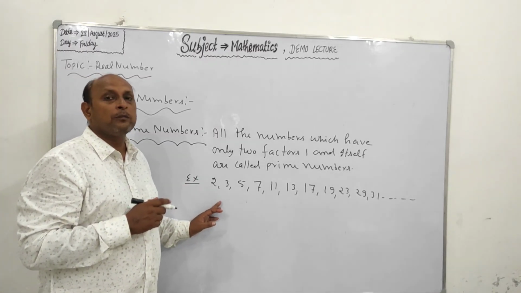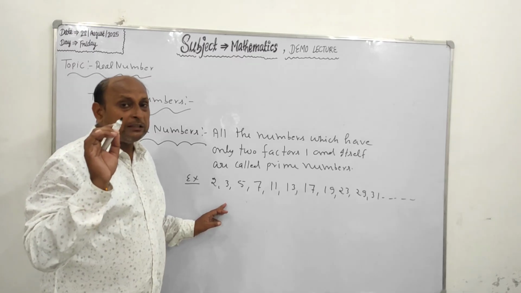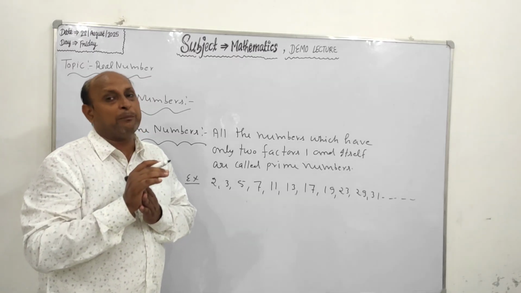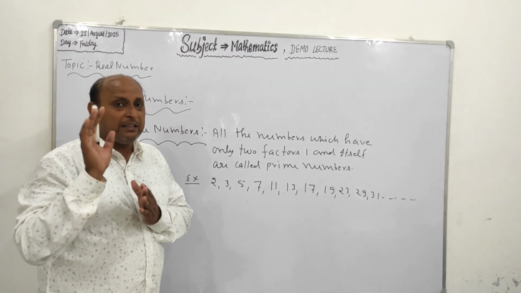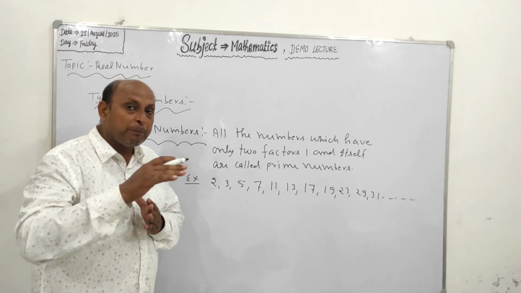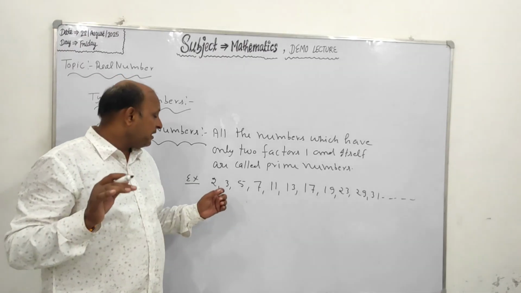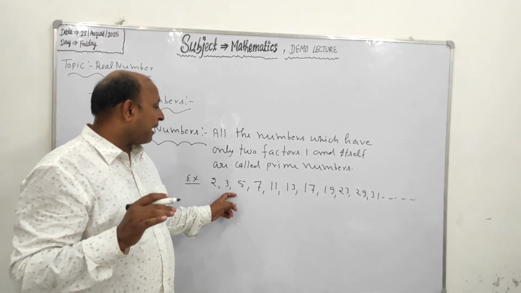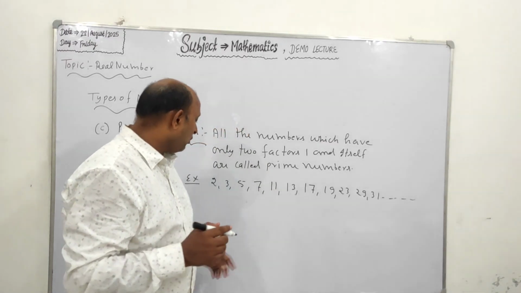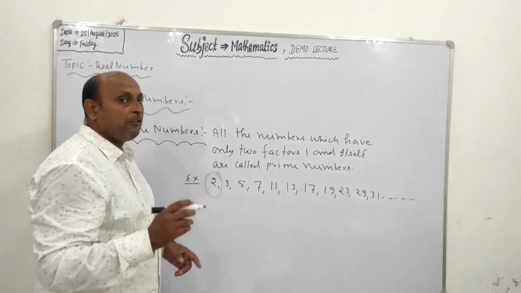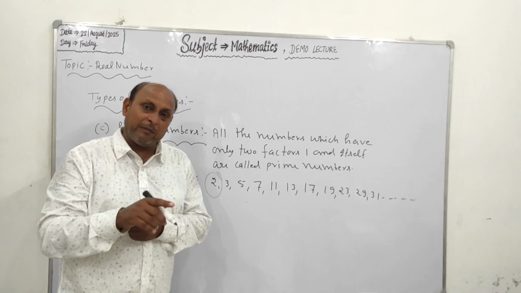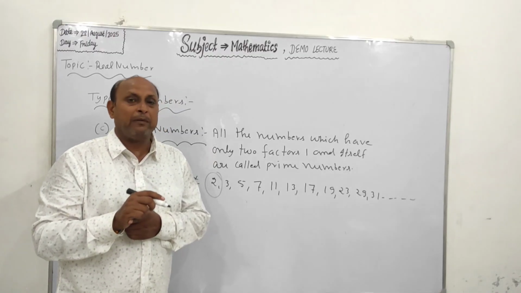Because 2 is the only even number which is in the group of prime numbers. Except 2, all prime numbers are odd. Only this number is both an even number and a prime number.